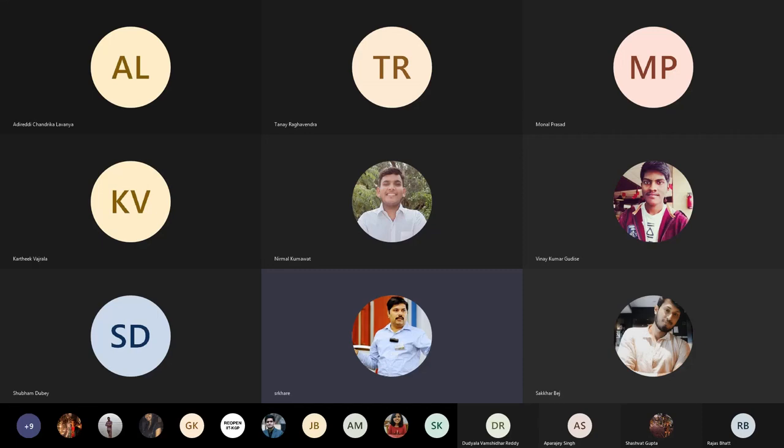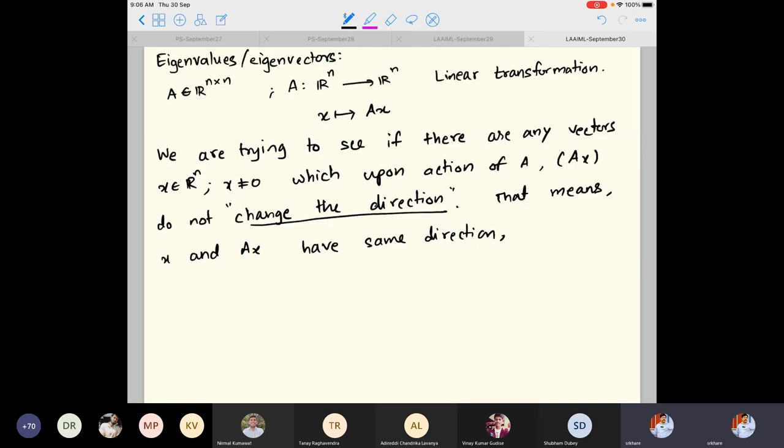That means that x and Ax have the same direction. Okay, so what is the meaning of x and Ax having the same direction? x and Ax are multiples of each other, right? They are linear multiples of each other.